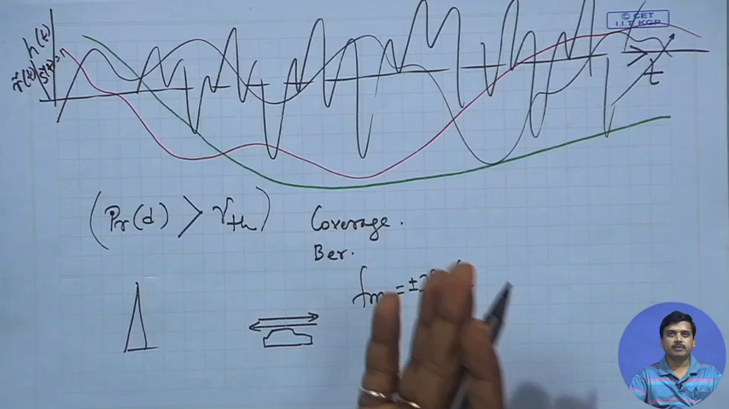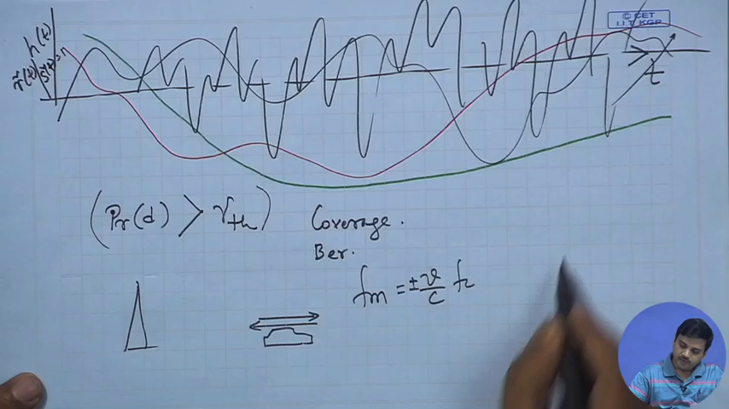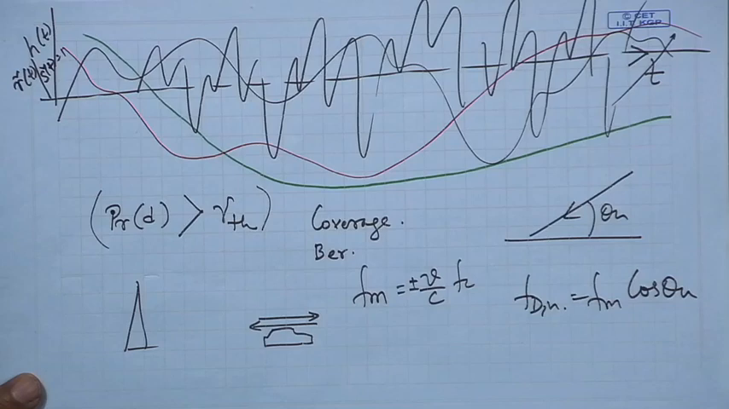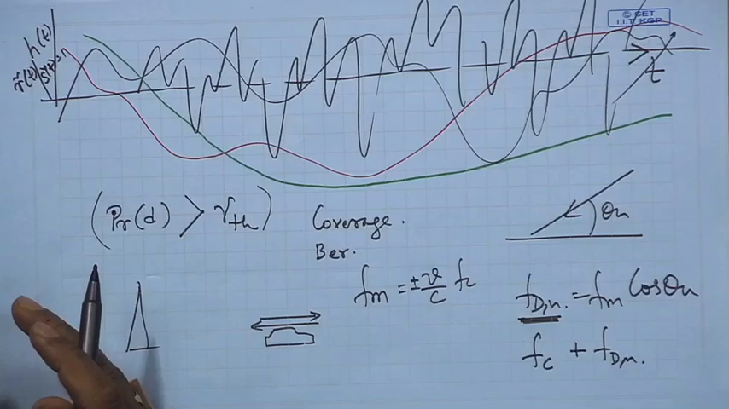In all other cases, when a signal arrives at an angle theta_n, the Doppler frequency f_d at that angle lies between minus f_m and plus f_m. This f_d, as we have seen in our earlier derivation, gets added to f_c. What does it mean? The signal is transmitted at carrier frequency f_c, but the receiver perceives it as coming at a frequency of f_c plus f_dn. This f_dn could be plus f_m, could be minus f_m, or could be anything in between.